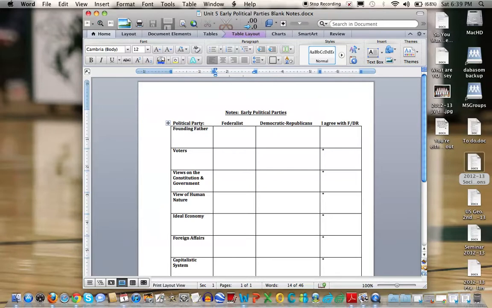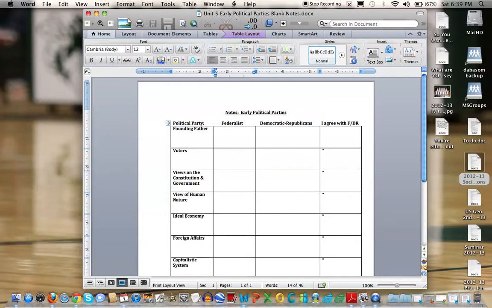We'll start. As you can see, I've got some columns here. The political parties here are either the Federalists or the Democratic Republicans. I have the categories here on the left-hand side. And what I really want you to do today is be sure that you're interacting along with me. So I want you to be thinking for yourself, which side do you agree more with? Do you agree more with the Federalist Party, or do you agree more with the Democratic Republican Party?